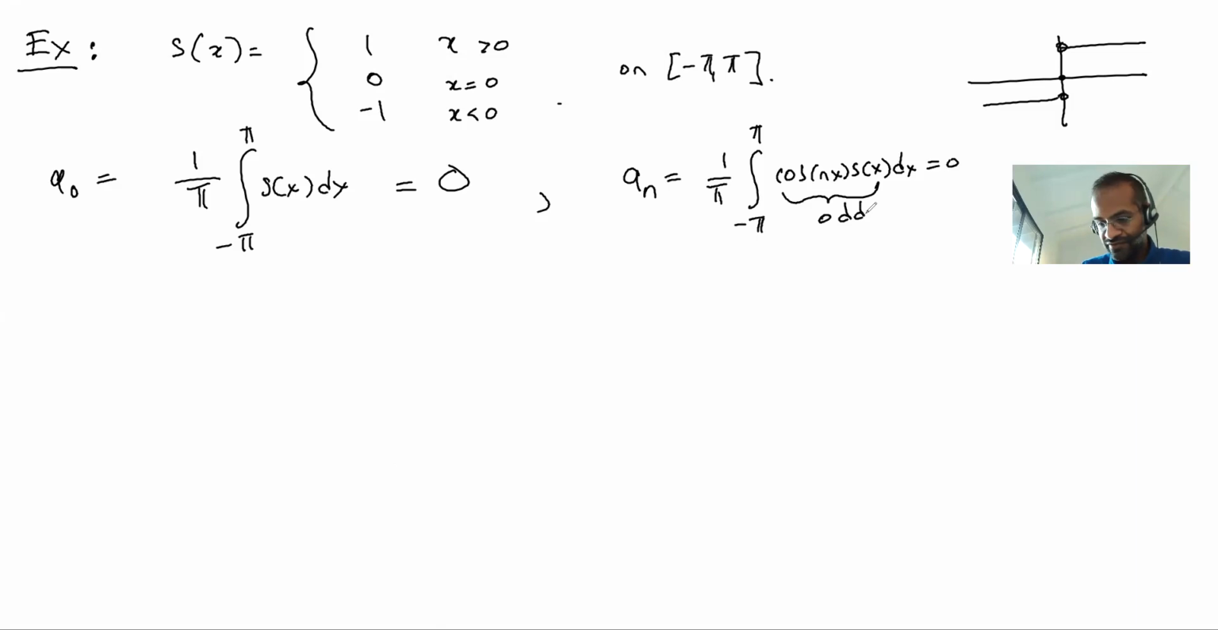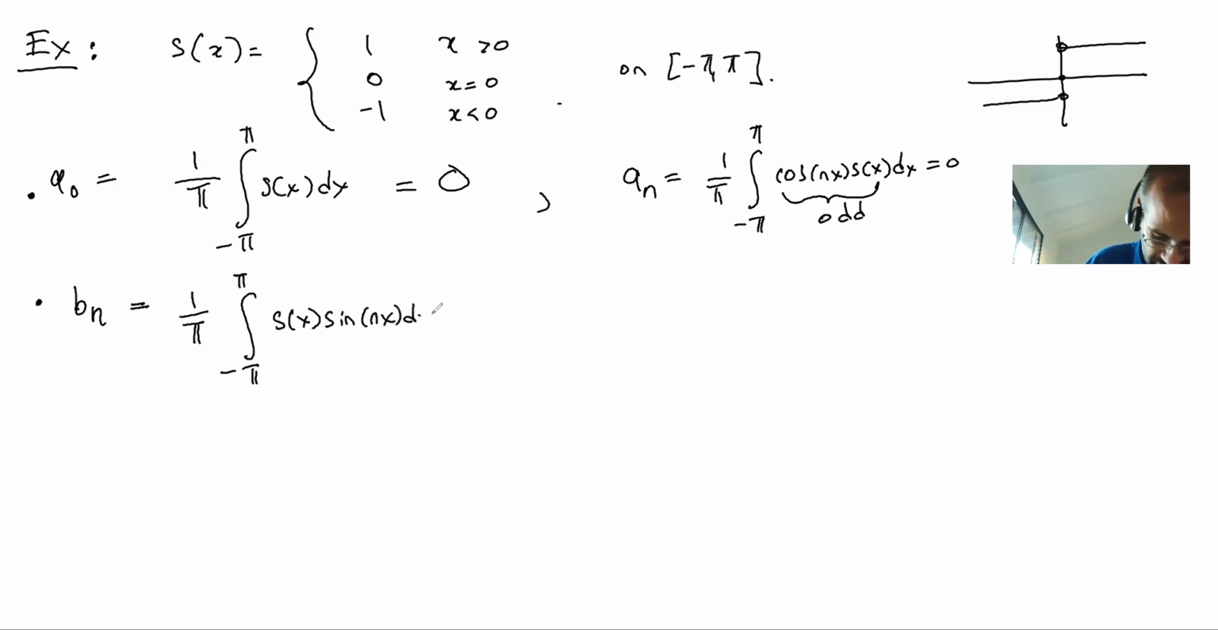This is why I told you about even and odd, because it saves you a lot of work. And it also comes up again and again conceptually. Now, you're going to have to do something interesting for the sine coefficients. So this is 1 over pi, some integral, minus pi to pi, so now you'll have S(x) sine nx dx. And now you have to do some integration.